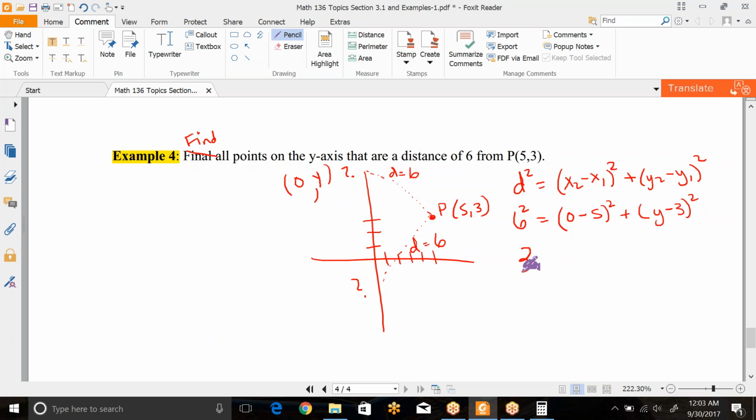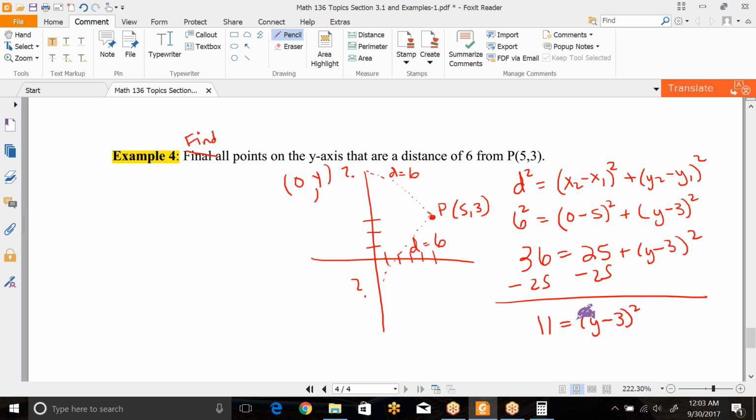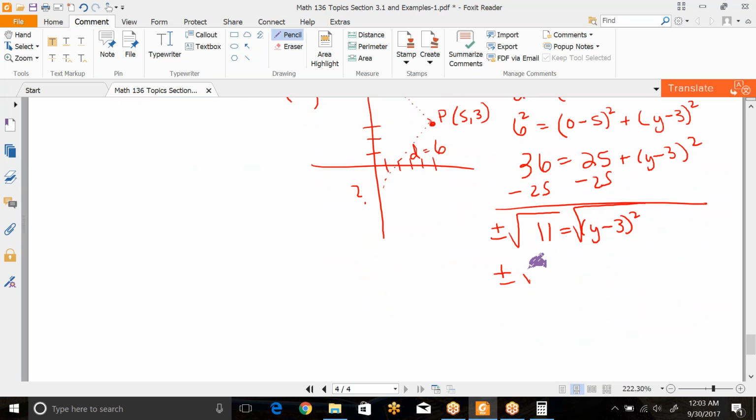That would be, this is 36, negative 5 squared would be positive 25. You do not need to FOIL this out. Subtract the 25 over. This is 11 equals y minus 3 squared. And now because this is something squared equals a number, we can take a square root and put our plus or minus in. So this is plus or minus the square root of 11 equals y minus 3. We'll add the 3 over.